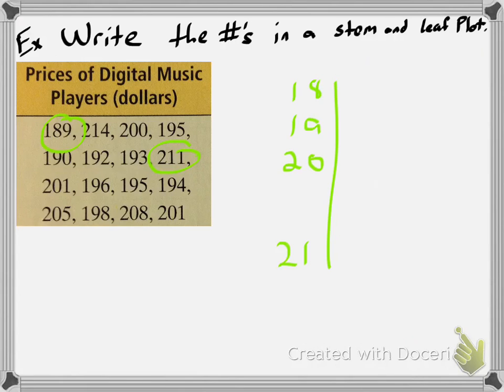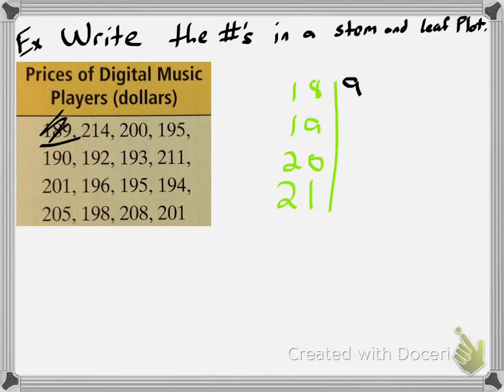Here, let me make this look a little bit better. Okay, now I'm going to do my leaves. So what I'm going to do is I'm going to look over here at my data, and I'm going to look at all the ones that are like 180 something. So how many 180s do we have? Well, we have one, and it's 189. So the only leaf I have for that one is a 9. Cross that out because I've used it.